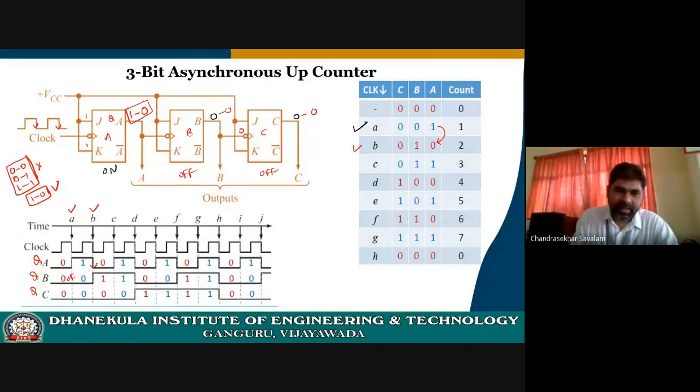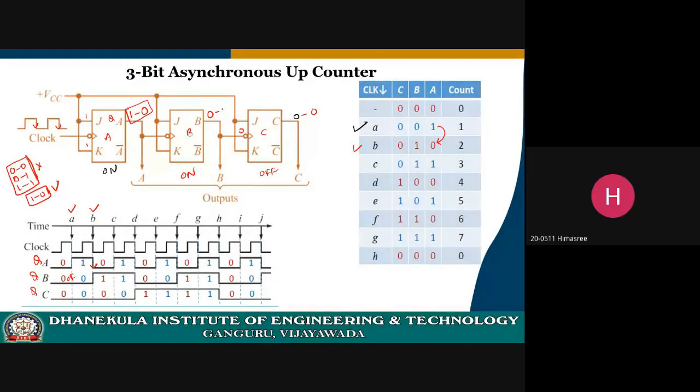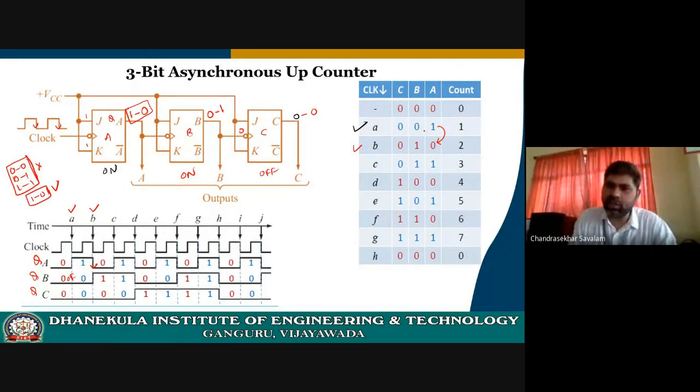See here, this is output QA. This is the clock for QB. So that's why now QB is on. Now B flip-flop is on. Previous state is 0. What is next state, students? Students, what is next state of B flip-flop? 1. Because previous state is 0.